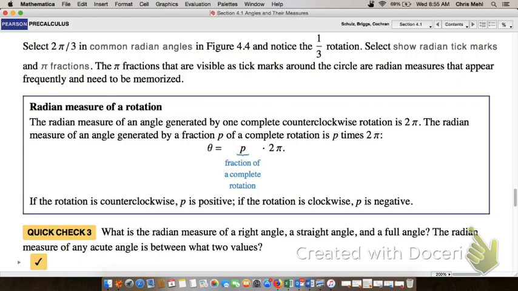The radian measure of an angle generated by a fraction of a complete rotation is just the fraction of the rotation times 2 pi. If the rotation's counterclockwise, you take the fraction to be positive, and if the rotation is clockwise, you take the fraction of rotation to be negative. So let's do a couple examples of this.